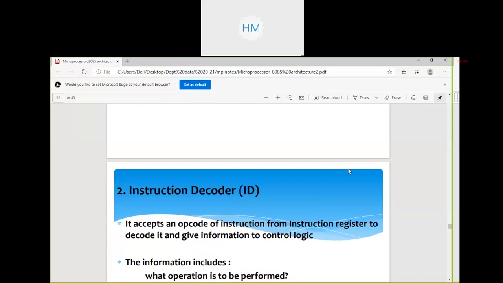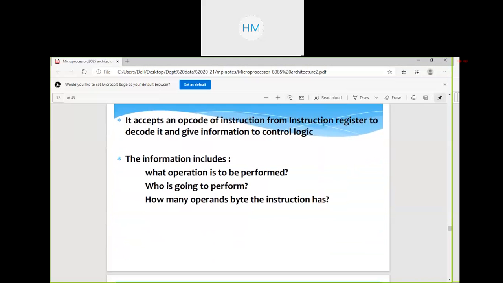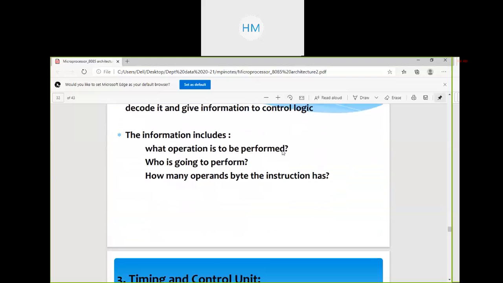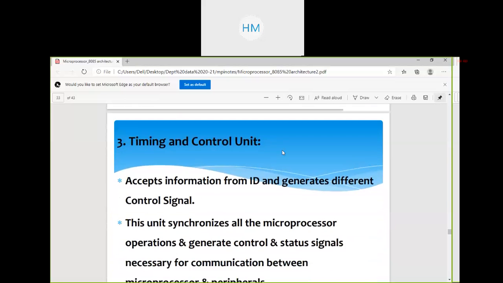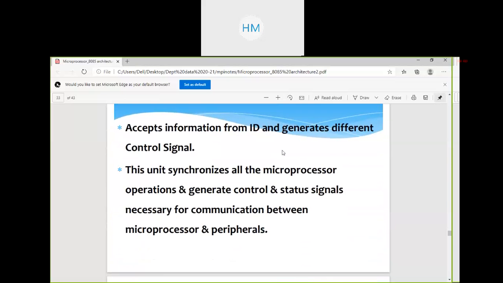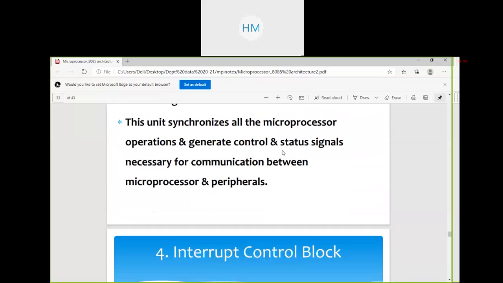Instruction decoder: it accepts the opcode of an instruction from the instruction register to decode it and give information to the control logic. So what operation does it perform? It has to know what this instruction means, what is to be performed, and how many operand bytes the instruction has. Timing and control unit: it synchronizes all the microprocessor operations and generates the control and status signals necessary for communication between the microprocessor and peripherals.